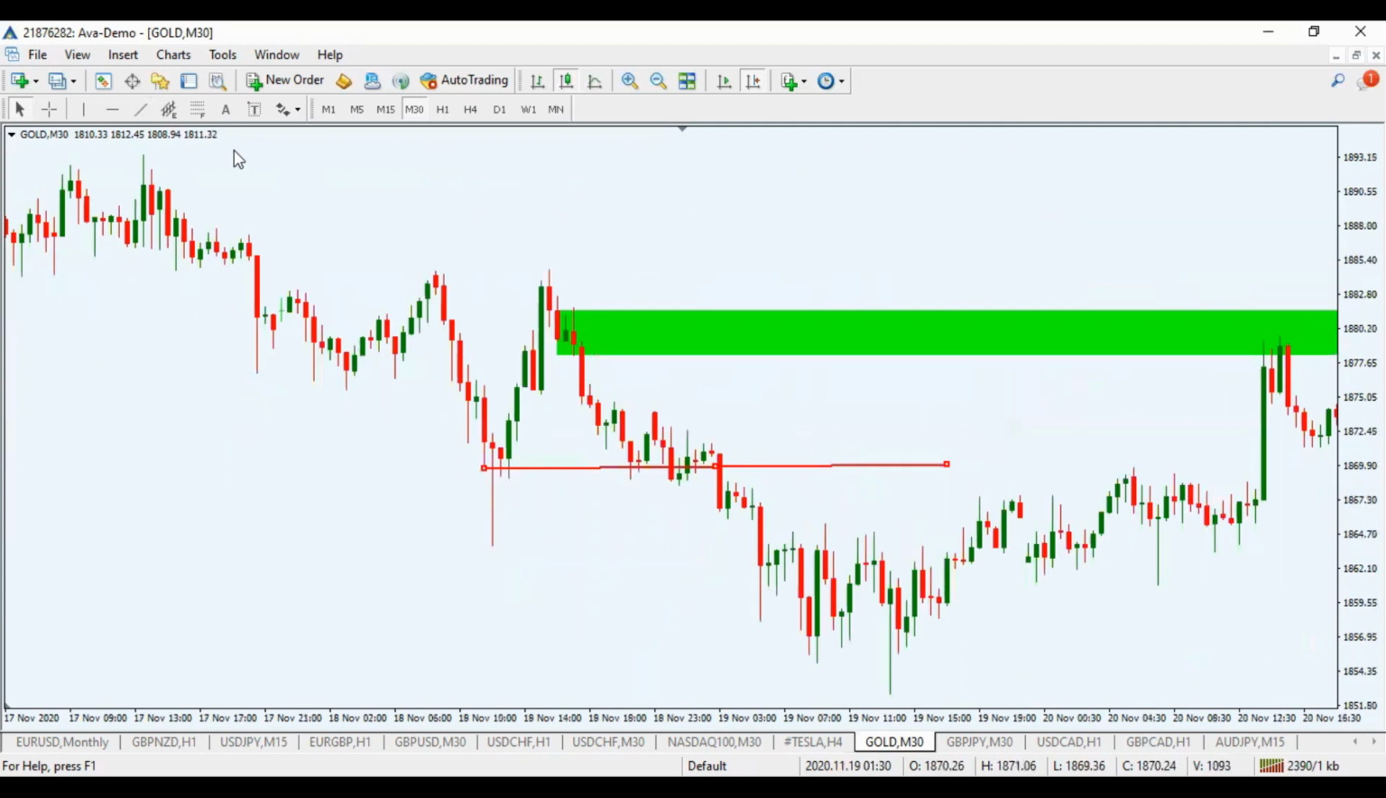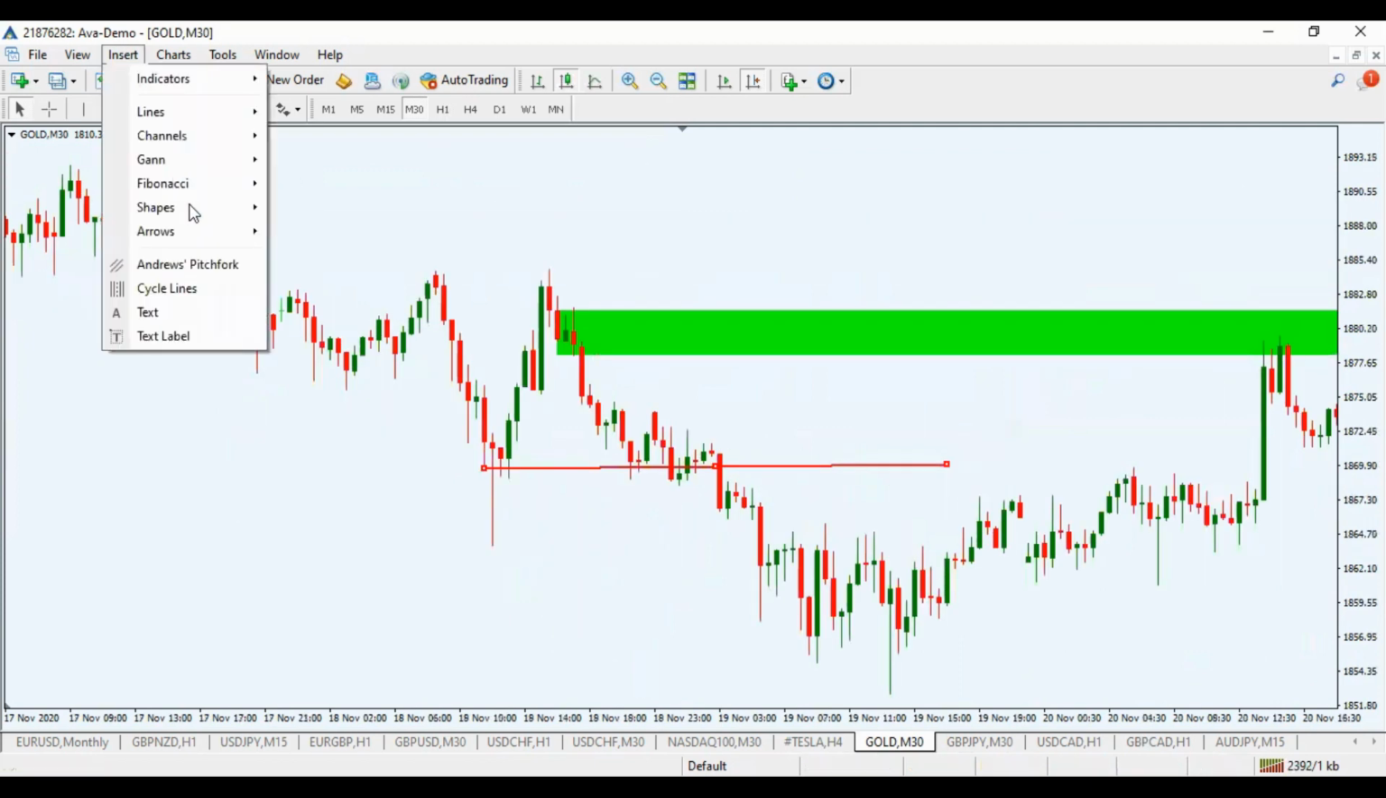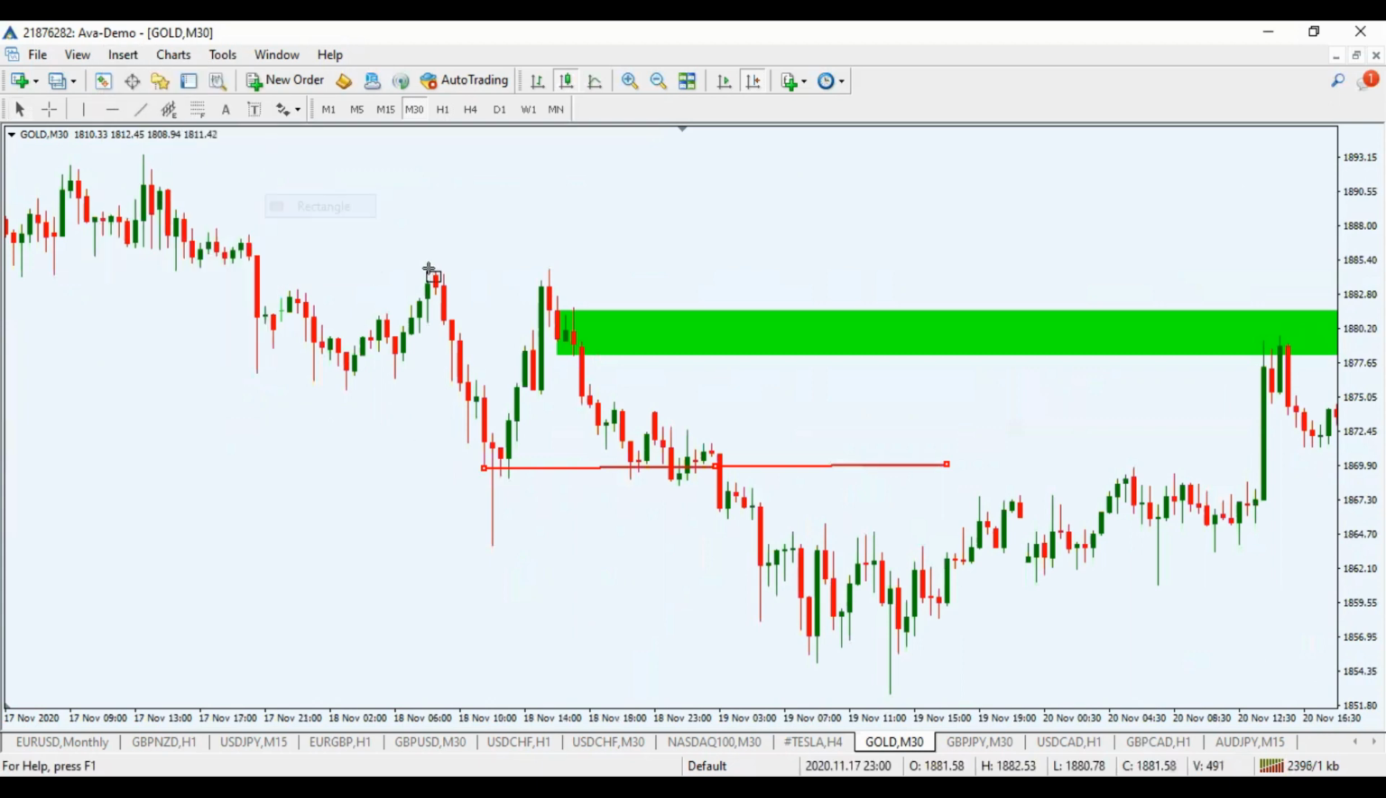Same thing even here. See what happened? Price came just like that. So always make sure, guys, that you keep these in mind. Don't complicate things.